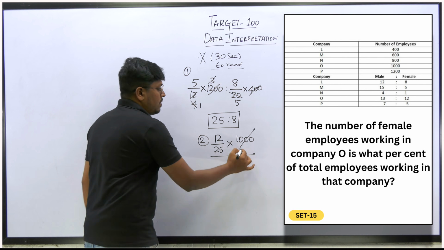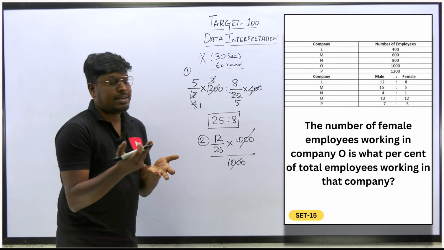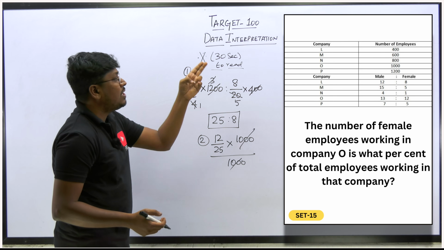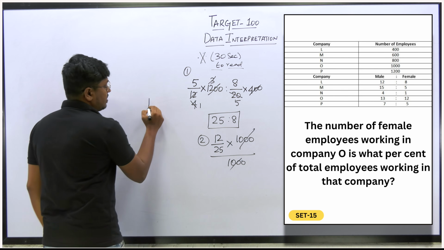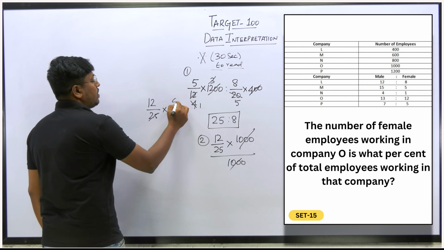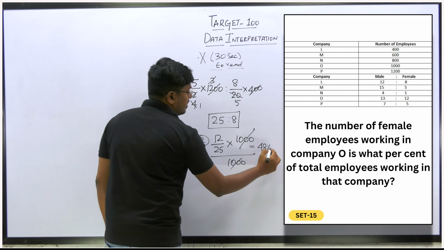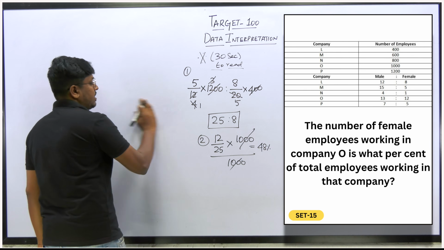So better you don't want to write this 1000. You can directly, because our target is to find only the percentage, you can directly write 12 divided by 25 into 100. So 12 divided by 25 into 100. So cancel this 4 times. This will be 48. So 48% will be the answer for the question, right?